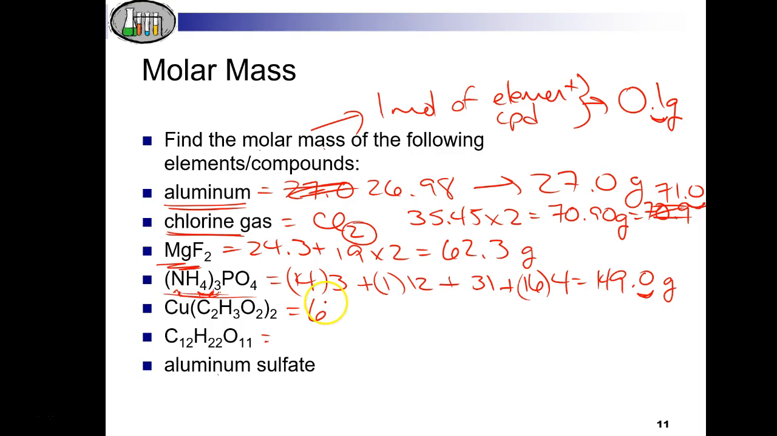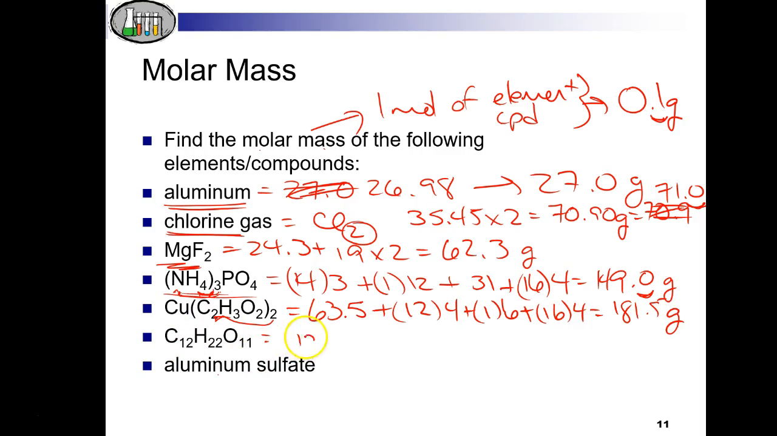Alright, so copper I read is 63.5. Carbon is 12, but I want to multiply that. Remember, this 2 distributes to everything, times 4. Hydrogen is 1. I'm going to multiply that times 6. Now I'm going to add that to the oxygen, 16 times 4. And when you do all that, my calculator says 181.5 grams.